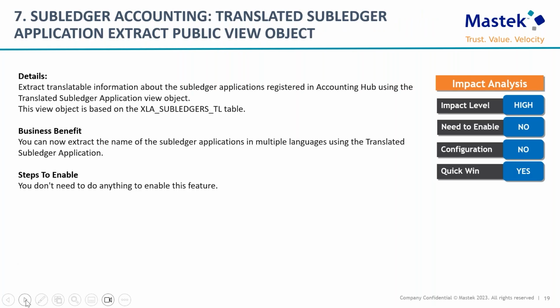Next one is the translated subledger application extract public view object. We can now get information in subledger applications registered in Accounting Hub in multiple languages using the translated subledger applications view object. This object is actually based on the XLA underscore subledgers TL table.